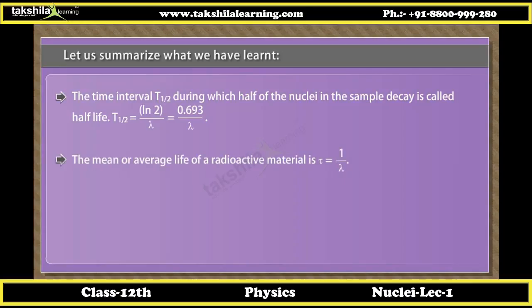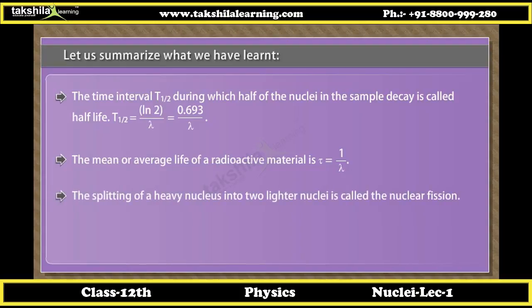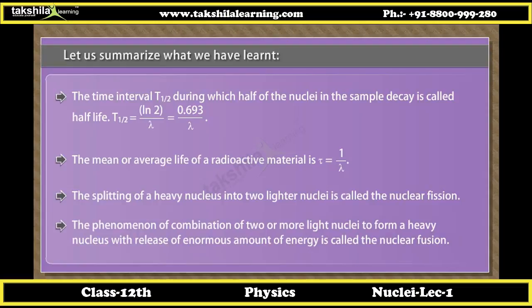The mean or average life of a radioactive material is as shown. The splitting of a heavy nucleus into two lighter nuclei is called the nuclear fission. The phenomenon of combination of two or more light nuclei to form a heavy nucleus with release of enormous amount of energy is called the nuclear fusion.